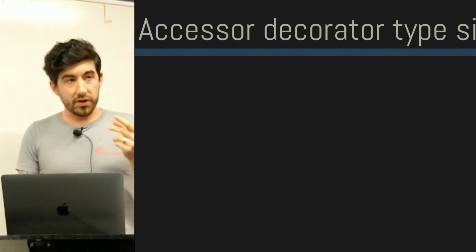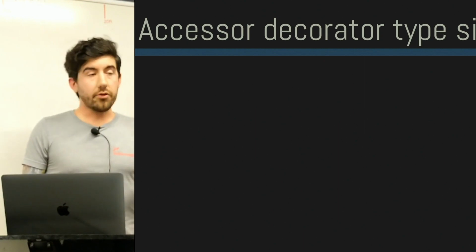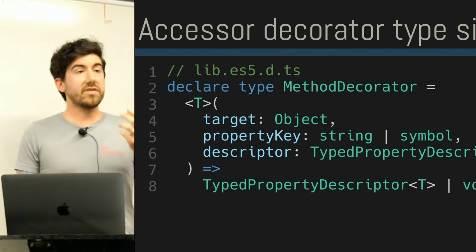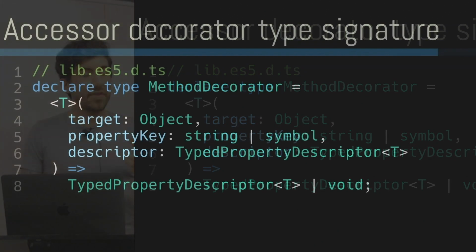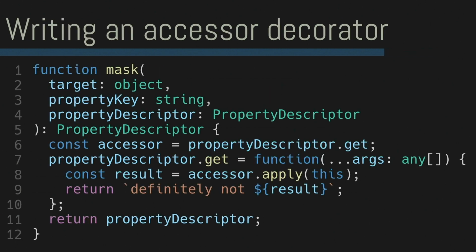When you go through, you realize accessors are getters and setters. That's how you access values. Those are just methods. What you'll use is the method decorator. It's the exact same thing. So you use that same type signature. When we write an accessor decorator, let's say we have that accessor for full name. We have a superhero. We want to mask the superhero's full name. We don't want people to be able to ask for that. So let's write an accessor decorator to protect this getter.